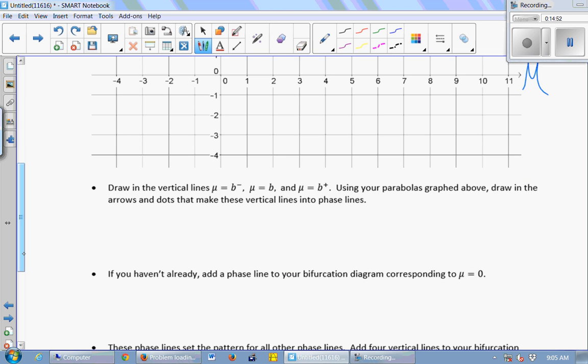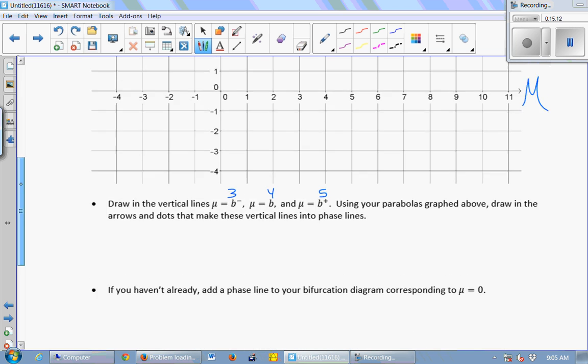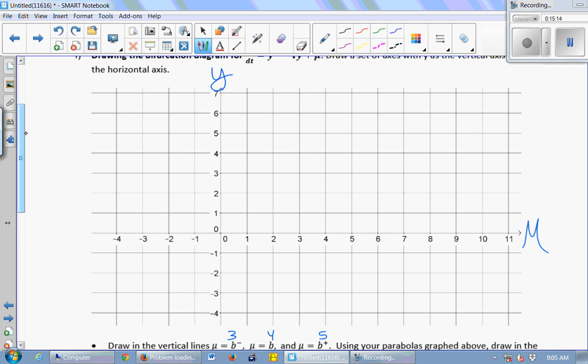So I'm going to draw vertical lines at 3, 4, and 5. Those were our choices for B minus and B plus. Then we're going to use the parabolas that we graphed to draw in the arrows and the dots that will make those vertical lines into phase lines. So I want a vertical line at 3, and at 4, and at 5.